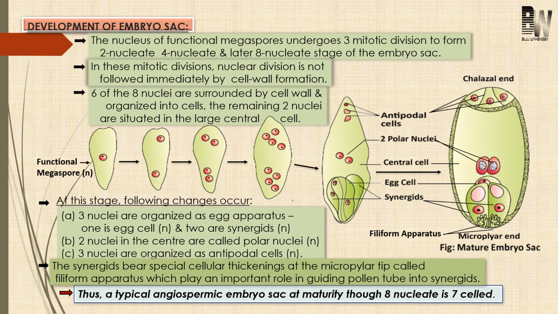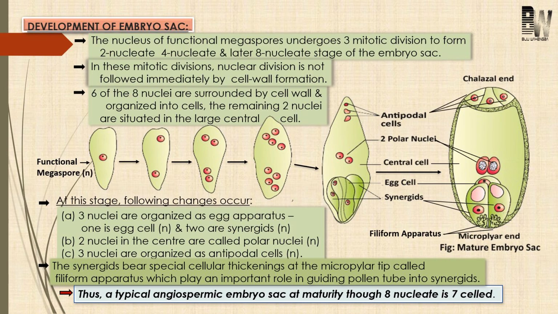That is, the eight nuclei of the embryo sac will get organized into how many groups? Into three groups. Group number one, three antipodal cells which are present towards the chalazal end. Group number two, three-celled egg apparatus which consists of one egg and two synergids. And group number three, two polar nuclei which represent the nucleus of the central cell. That means in a mature embryo sac there will be 8 nuclei and 7 cells.